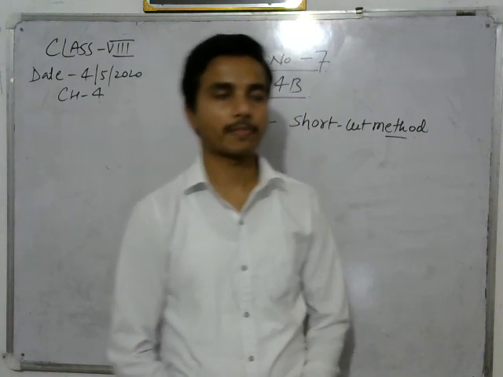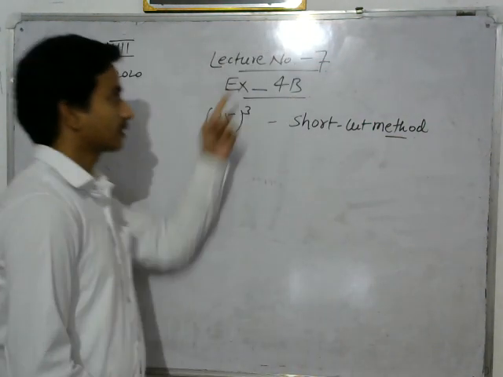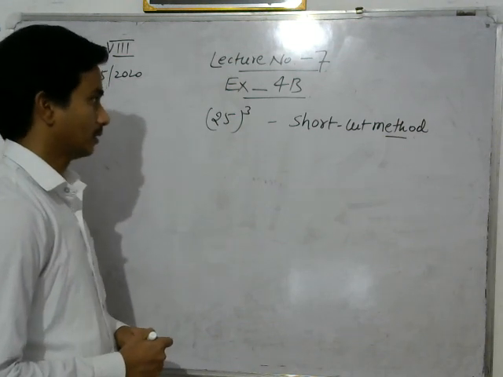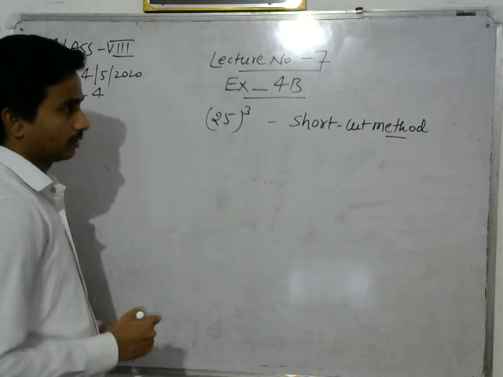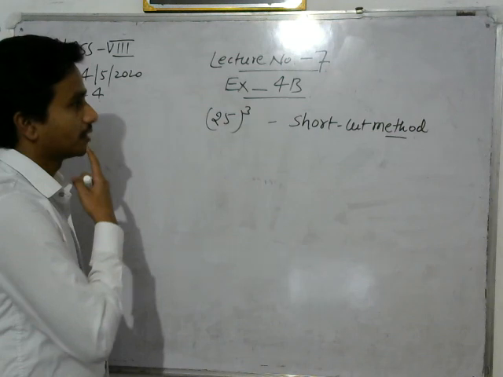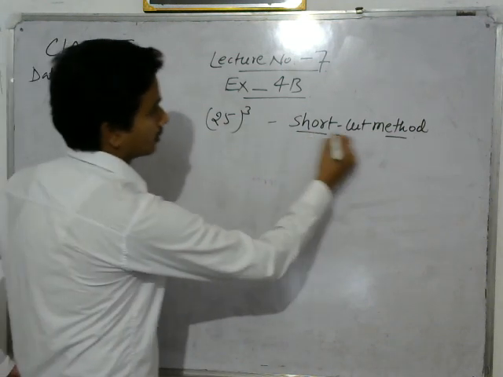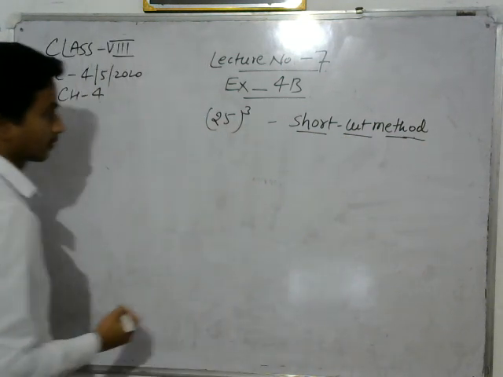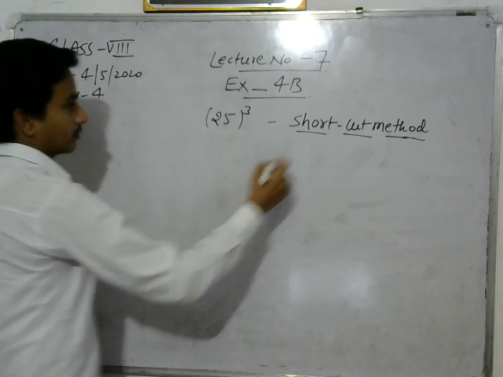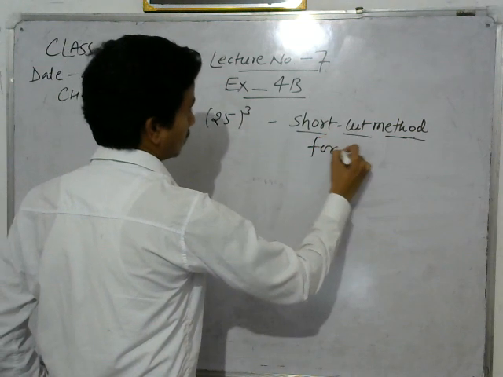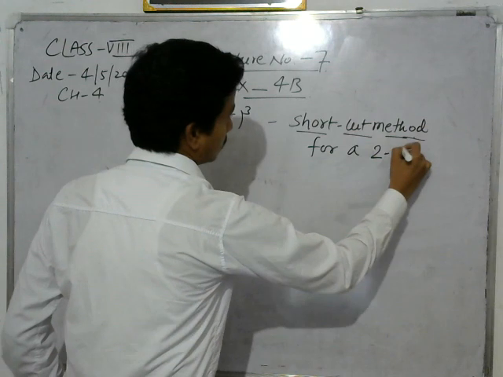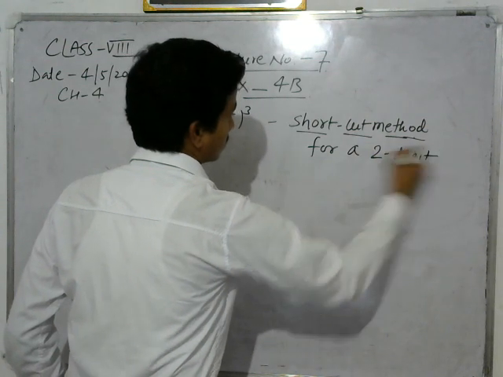So today we are going to discuss lecture number 7, and we are going to discuss exercise 4B. In this lecture, we are going to learn how to find the cube of a given number using the shortcut method. Now see, this method is applicable for a two digit number.